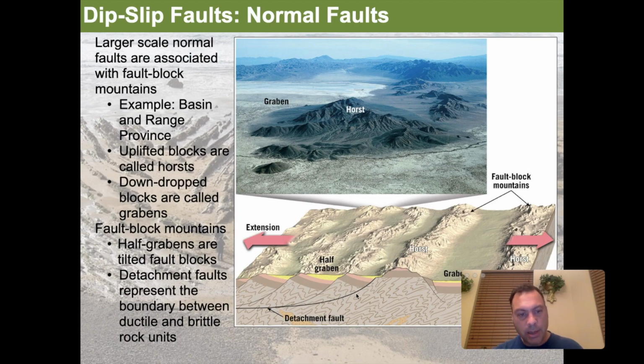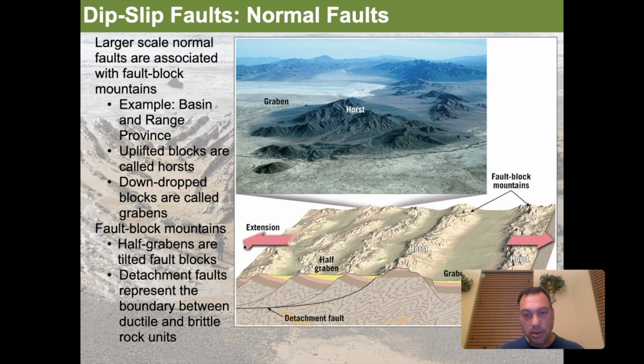And what it does is it comes down and it intersects between the boundary between ductile and brittle rock units, and then everything else is basically taking a right on the top of it. So here we have these half grabens that are rotating as this detachment fault slides these rocks in this direction and pulls them off. So it's almost separating and removing.